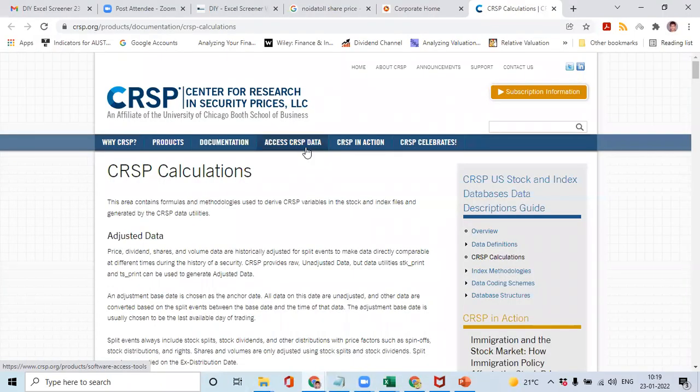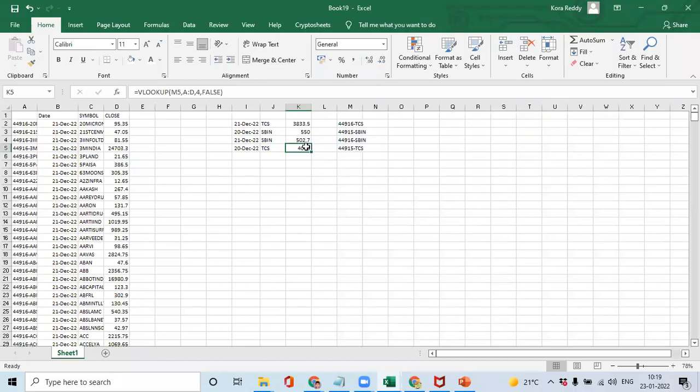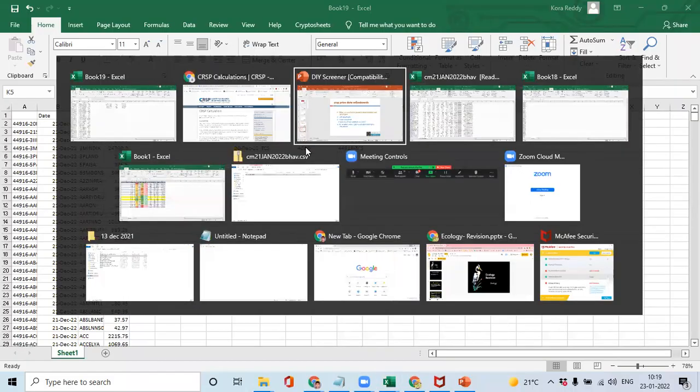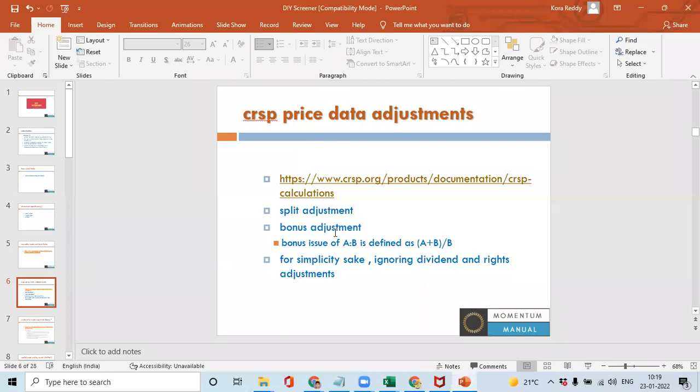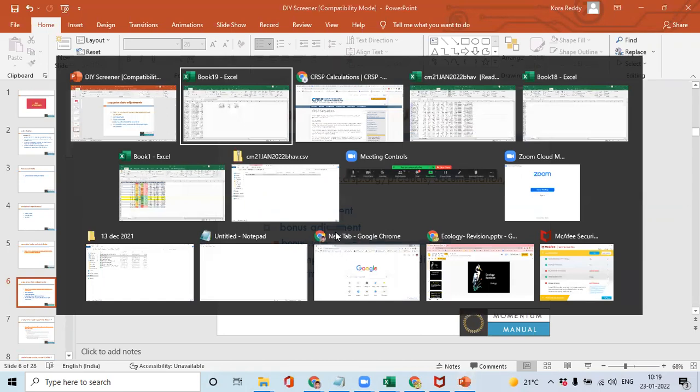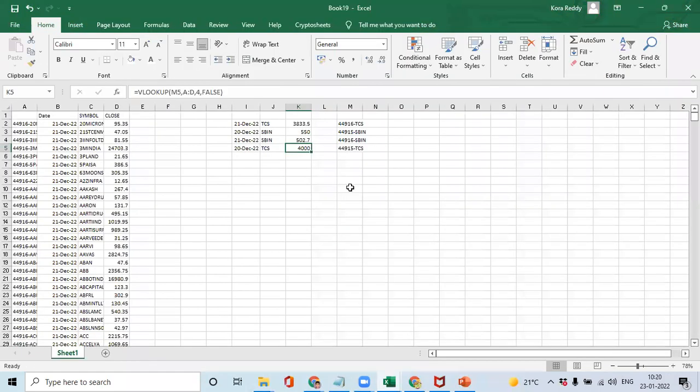So instead of 4,000, it will become 2,000. Now there is this bonus adjustment. Bonus, how do they give? For every 2 stocks you hold, I will give you 1 bonus. So what does it look like? 2:1 bonus, right?